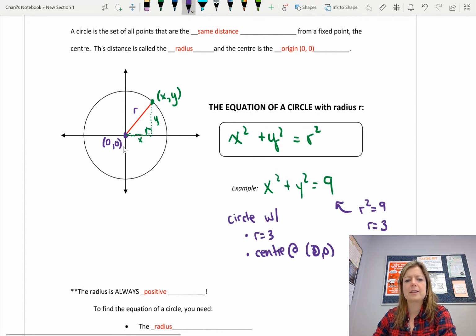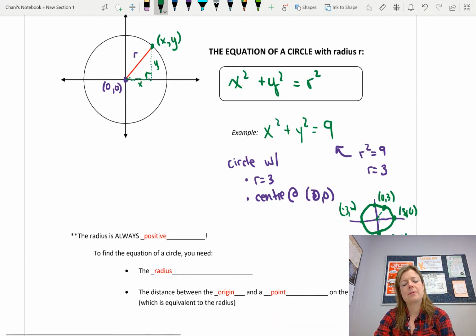You could draw what this circle would look like. Here are your axes, and you could draw a circle that goes through 0, 3, 3, 0, 0, negative 3, and negative 3, 0. Obviously, try to make it as much of a circle as you can. Sorry, this is very freehand. Every distance from the center to the circumference is 3 long, so all the points on the circle will satisfy this equation.